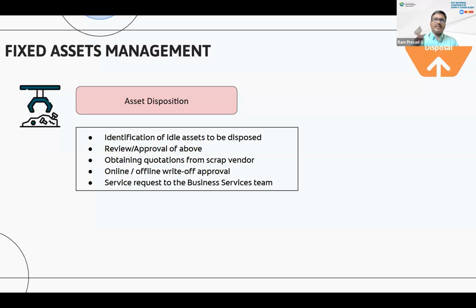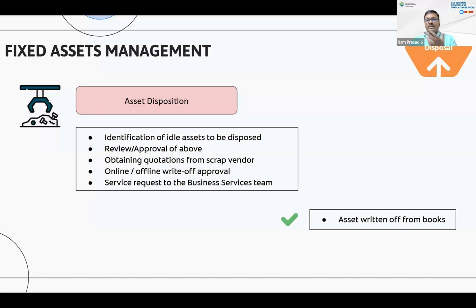For that, we need to obtain a tentative quote from a vendor, could be an old machinery purchasing vendor or a scrap vendor, obtain quotations and then route it for approval. Proper entries need to be booked for taking the revenue from the sale of the asset, and then ensuring the asset is completely written off and removed from your FAR, the fixed asset register. So this is the next step, disposal. There are certain control aspects which can be covered during the review of assets disposed of.